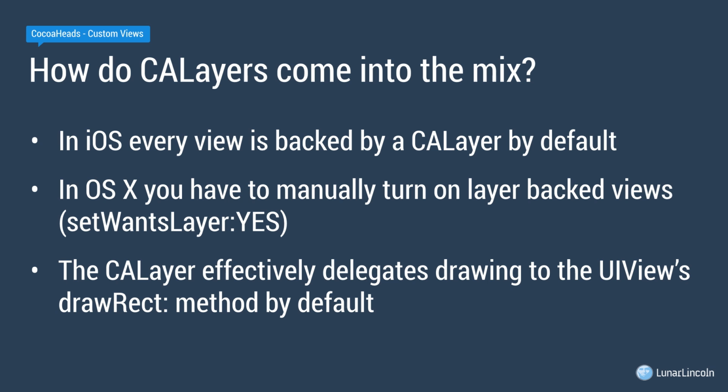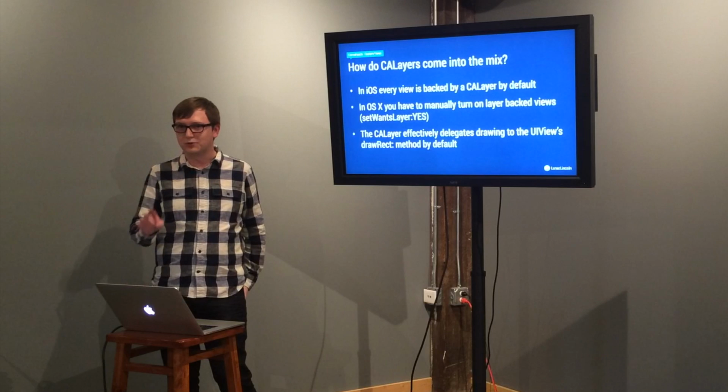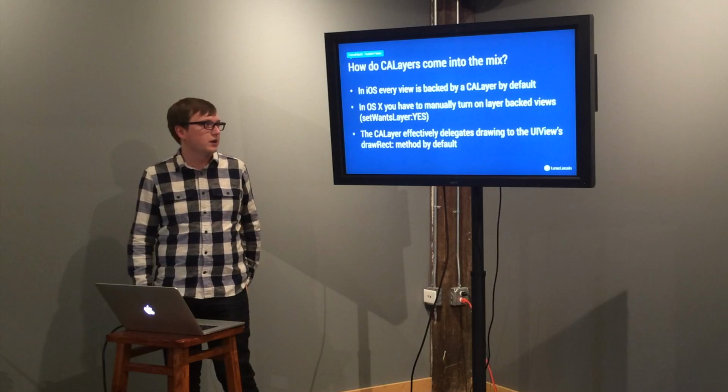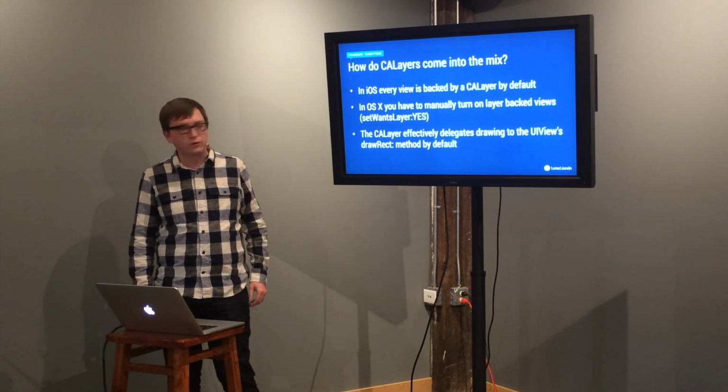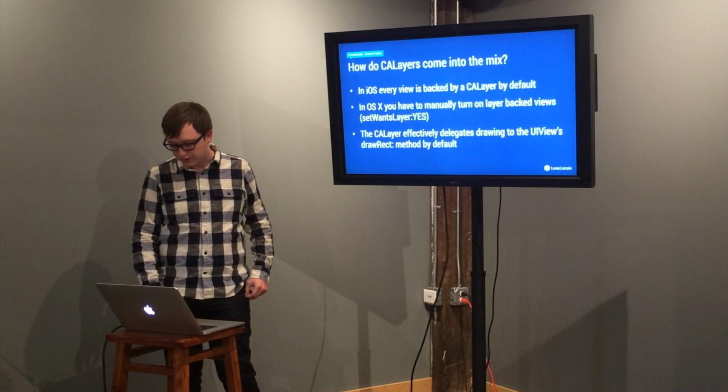Where do CA layers come into the mix? So how many of you guys have messed with CA layers before? Yeah? All right, sweet. I may not be telling you anything new here. But in iOS, in UIKit, every UI view is backed by a CA layer by default, which is nice. On OS X, you're going to have to manually turn this on. I believe there's a switch in Interface Builder where you can do it on the root view and it'll cascade down the view hierarchy. But there's also a property on each view. You can set wants layer to yes to turn that on.